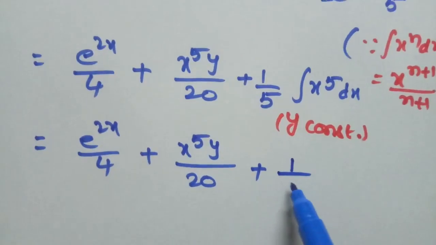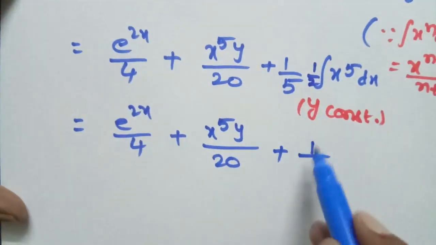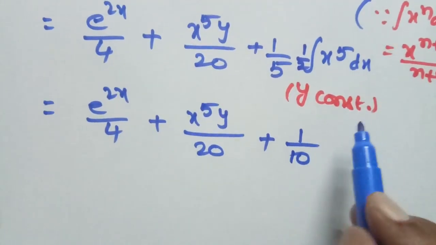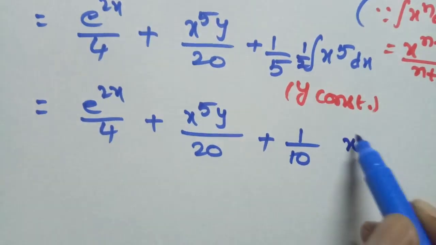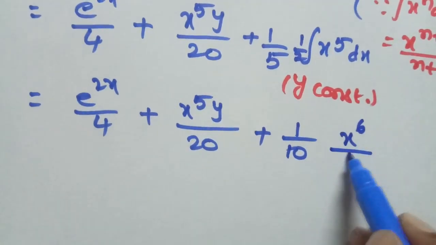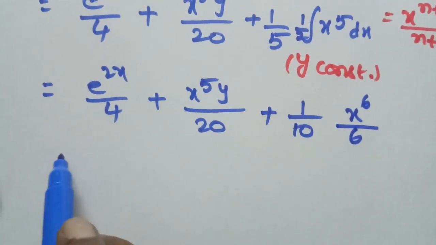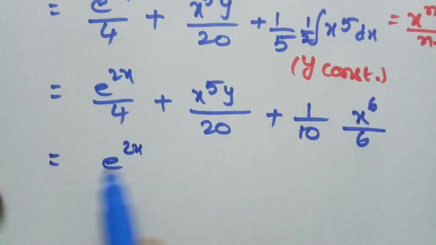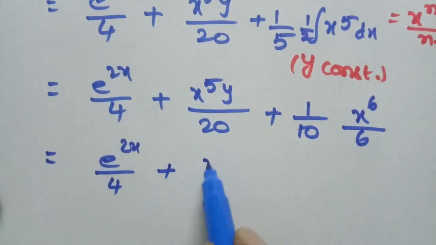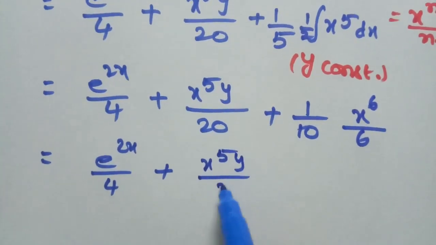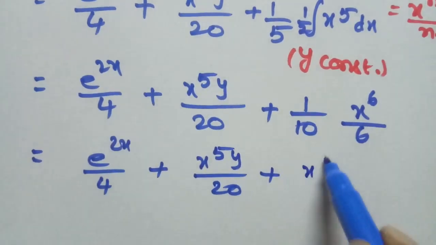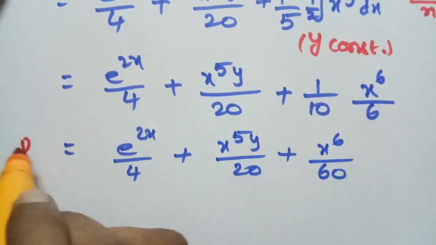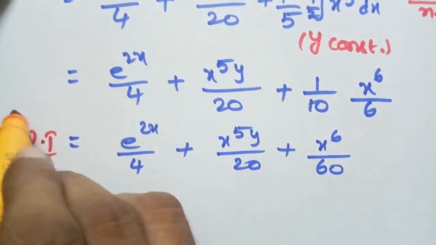Therefore 1 by 2, 1 by 10 into integration of x power 5. Integration of x power 5 is x power 6 by 6. Therefore this is equal to e power 2x by 4 plus x power 5 into y by 20 plus x power 6 by 60. This is the particular integral, PI.